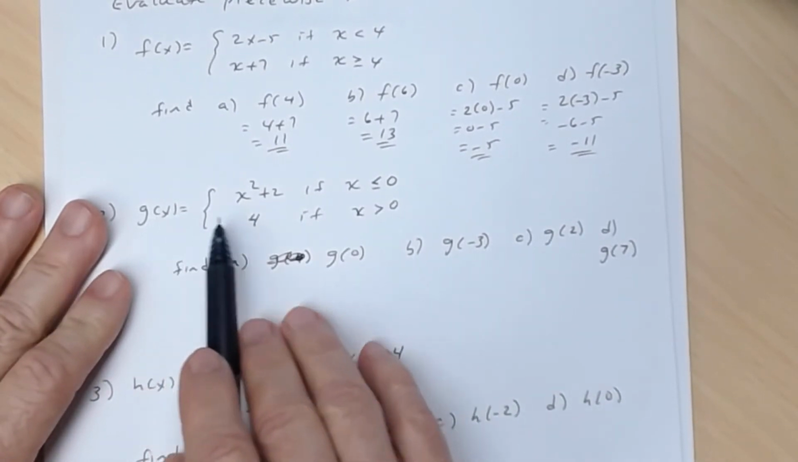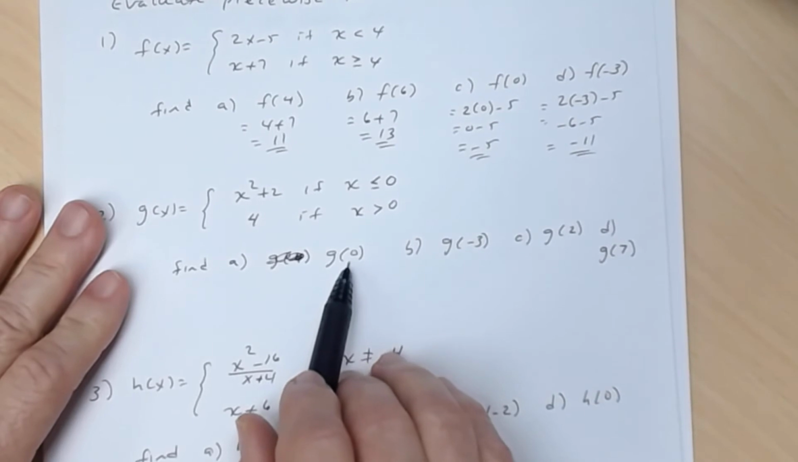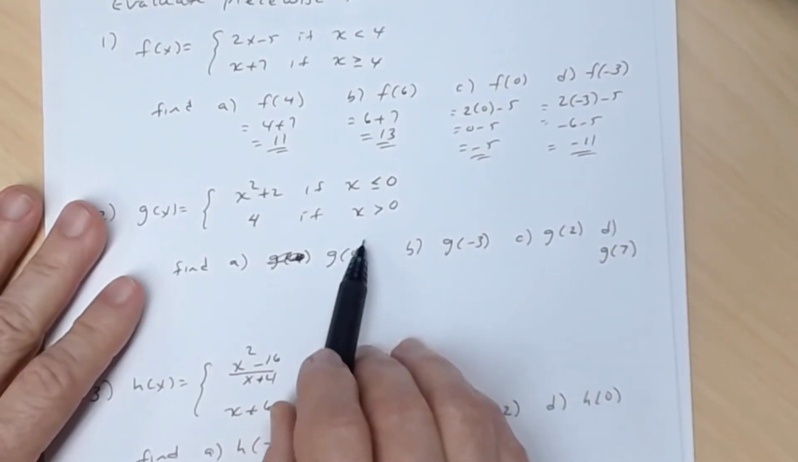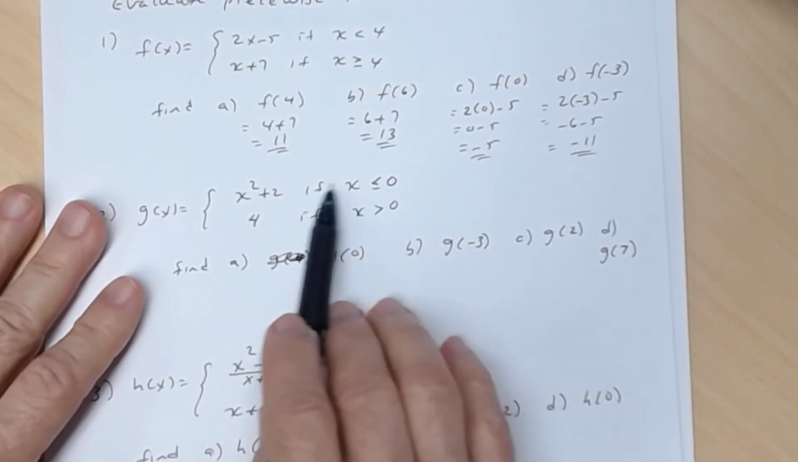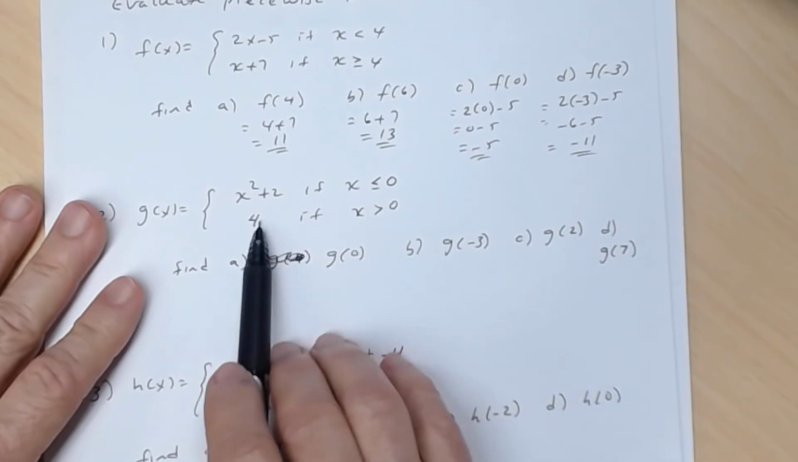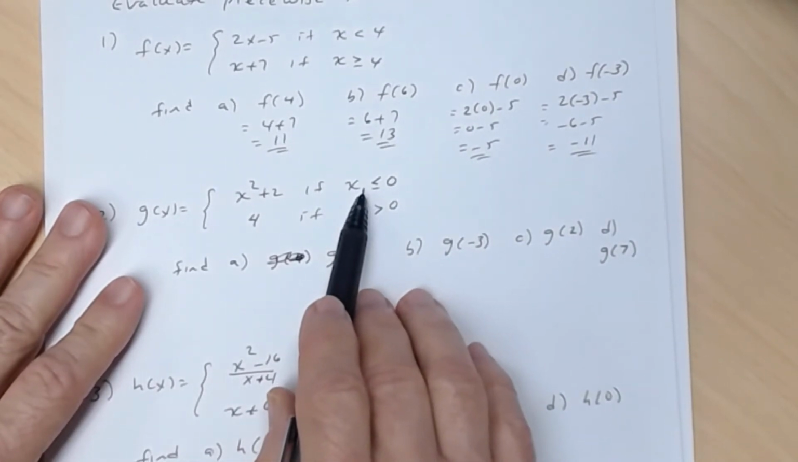y, or g of x, is equal to 4 only if x is greater than 0. Okay, so let's look at this now. g of 0. So I want to know what's the y value when x is 0. So ask yourself, do I use x squared plus 2 or do I use 4? Well, if x is 0, which one of these applies?